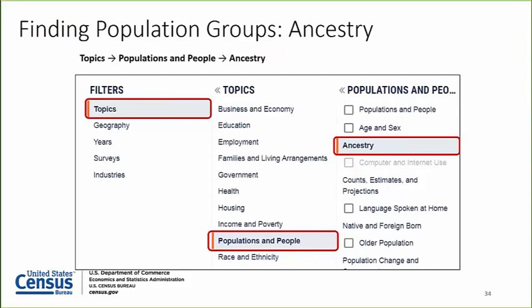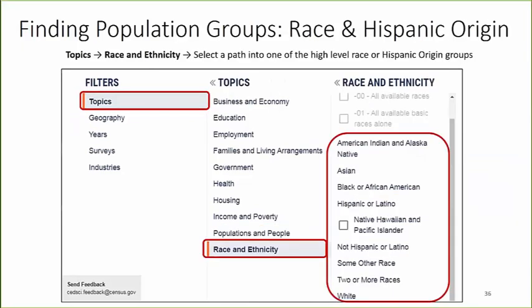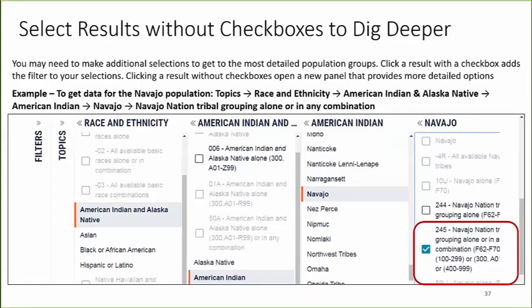And then after you click ancestry, those codes will come up, and then you'll be able to see S0201 by that detailed population group. This is how you would find country of birth. You would go to population and people, native and foreign born, and choose foreign born. And then for the race and Hispanic groups, choose race and ethnicity. And then if you wanted to drill down a little bit deeper, you could choose American Indian, Alaska Native, and then you can choose Navajo specifically. And then you can choose that actual Navajo tribal grouping alone or in combination.